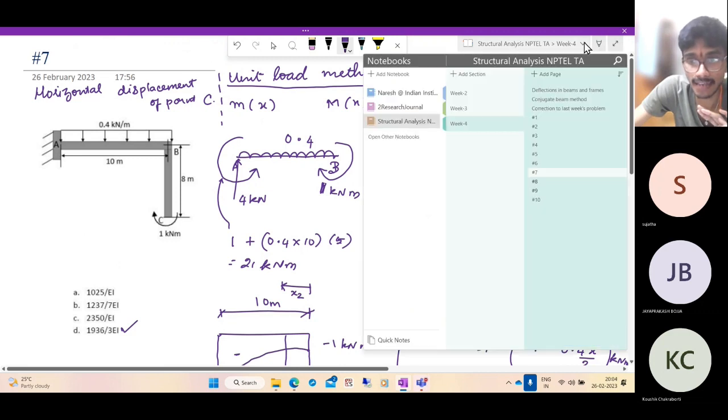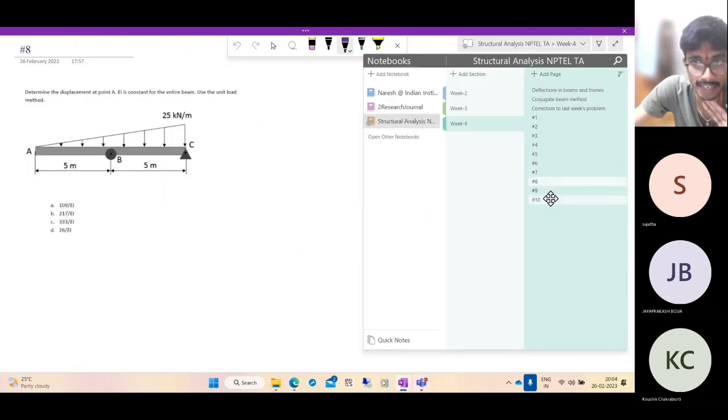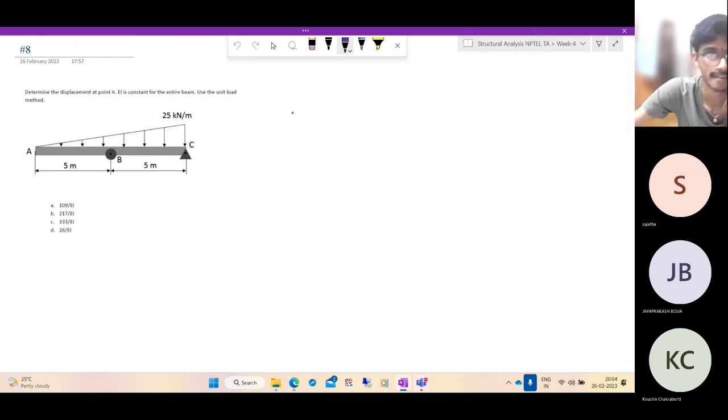Yes, now we have the last two questions for the day. We already did 10, so we'll do 9 and 8. Let's do 8. Simple. We are given a linearly increasing loading. We are asked to find out the deflection of the point A using the unit load method.